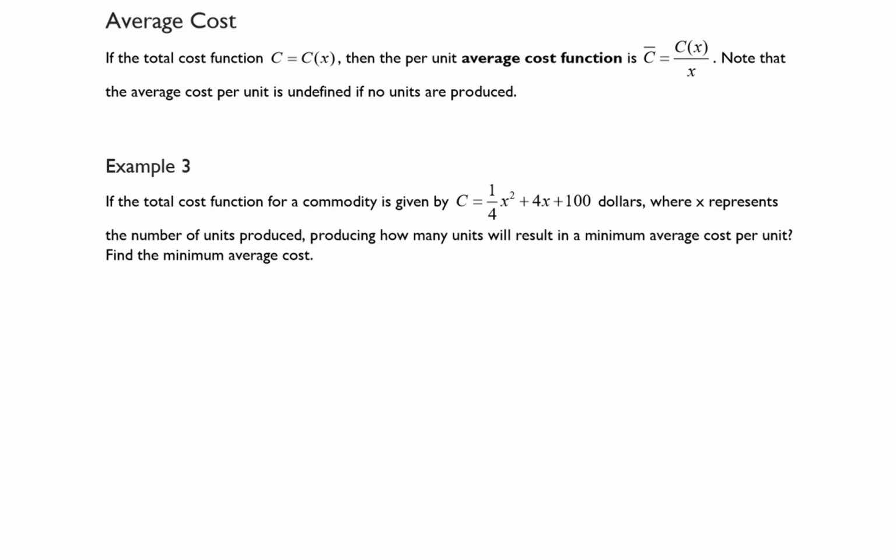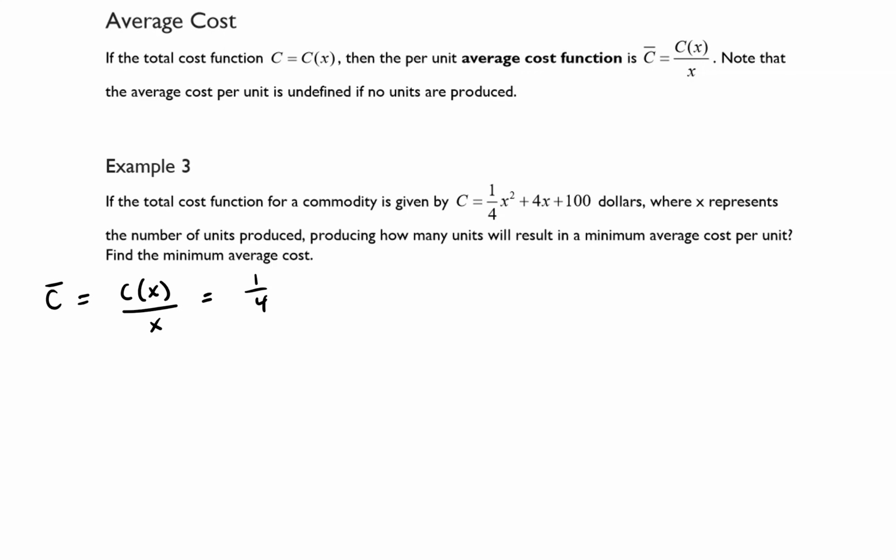Example 3 says if the total cost function for a commodity is given by C equals 1/4 x squared plus 4x plus $100, where x represents the number of units produced, producing how many units will result in a minimum average cost per unit. Find the minimum average cost. So we need to find our average cost function, which is just equal to our cost function divided by x.